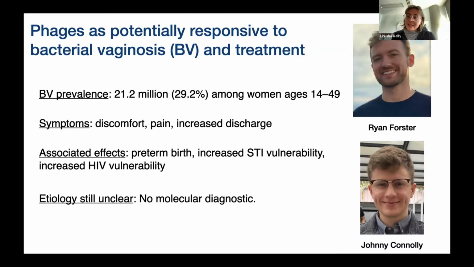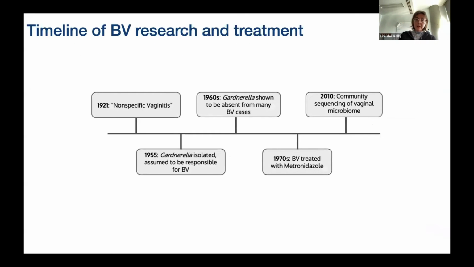The etiology of bacterial vaginosis is still unclear. There is no molecular diagnosis for this. It is diagnosed based solely on symptoms. So to give you a quick timeline of bacterial vaginosis research and treatment, in the 20s, what we now call BV was referred to as nonspecific vaginitis.